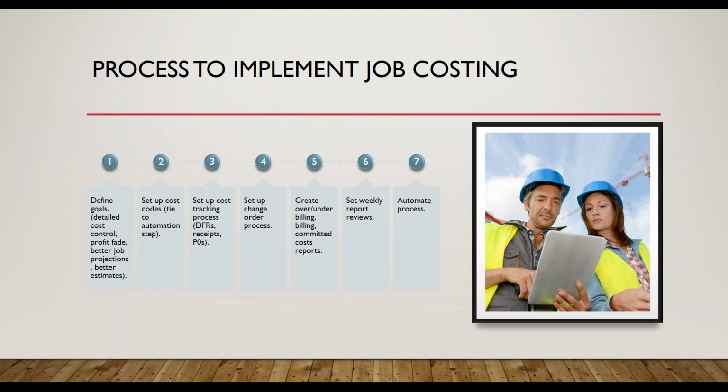So next is to set up your job, phase, and cost codes and tie them into a process. Set up the cost tracking process. That includes field reports, collecting receipts, tracking purchases, maybe moving to a purchase order, PO system. Then set up your change order process, very important. Create over-under billing reports or job billing reports, committed costs. Get them scheduled on a regular basis so you know what's happening.